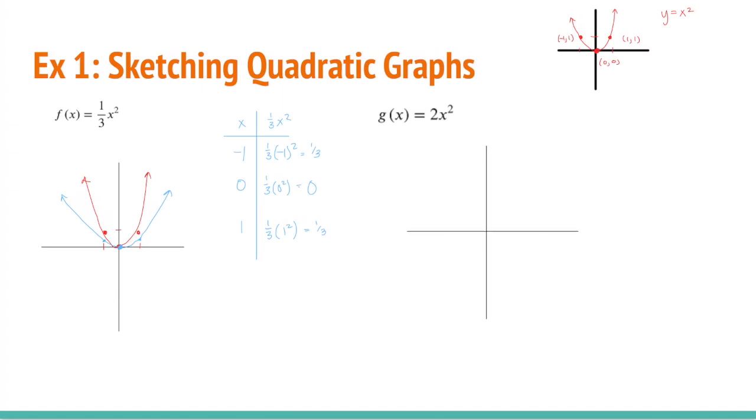And let's do that again with our 2x squared graph. So if 1/3 made us have a compression on our x squared graph, then 2 should have a stretch on our x squared graph. So again, I'm going to plug in my critical points, and then I'm going to plug in my y values. So again, if I plug in my original points, 1, 1, 1.